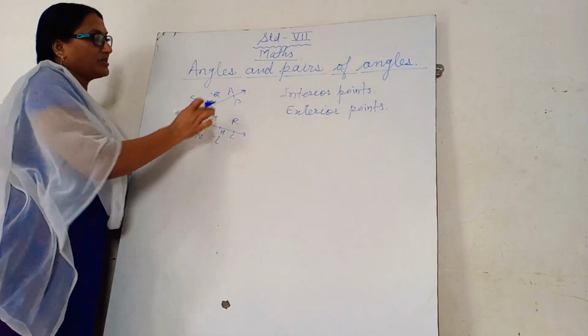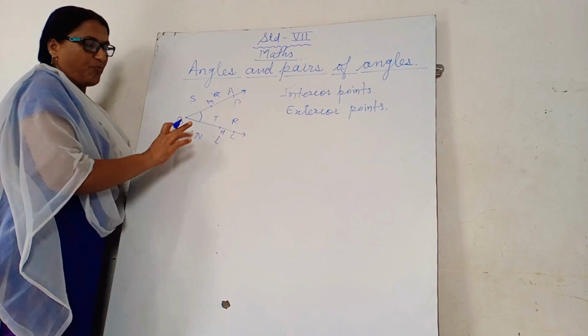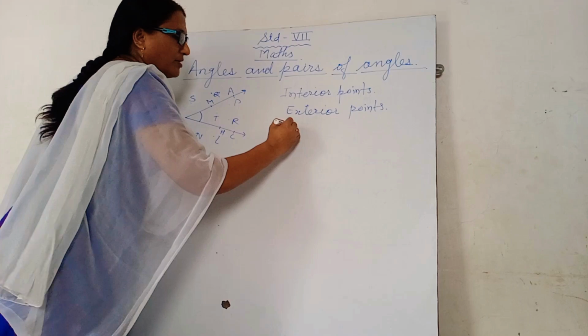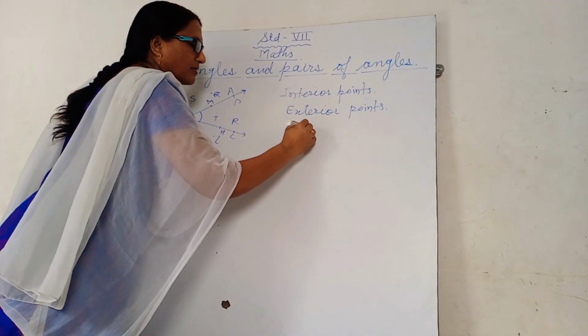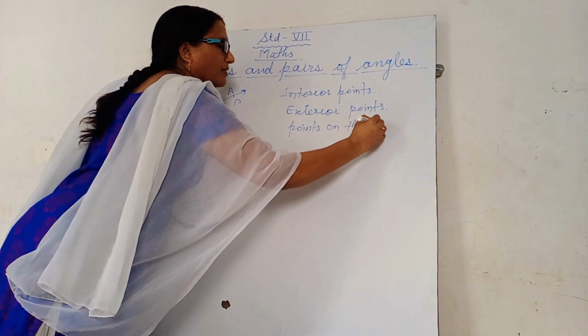And the points which are on the arms of the angle, the points which are on the arms of the angle, are points on the angle.